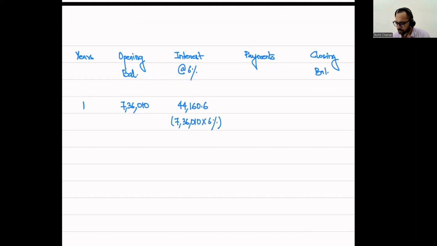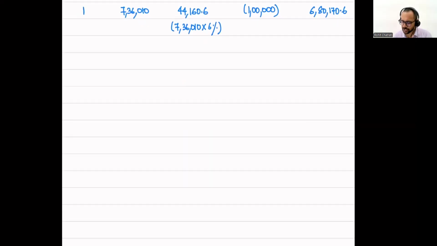I then have payments. Payments was equal to 1 lakh rupees. I'm making a payment of 1 lakh at the end of the first year. So my closing balance becomes 7,36,010 plus 44,160.6 less 1 lakh, which is equal to 6,80,170.6. This becomes my beginning balance for year 2. Whatever is the ending balance for year 1 becomes the beginning balance for year 2.